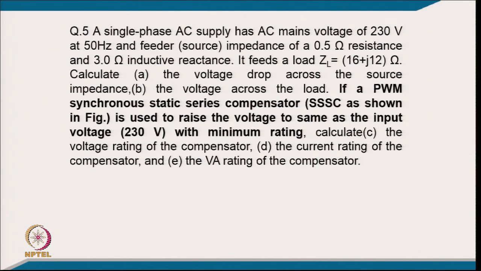Coming to the fifth example, a single phase AC supply has an AC mains voltage of 230 volt at 50 hertz and a feeder impedance of 0.45 ohm resistance and 3 ohm inductive reactance. It feeds a load of 16 plus j12 ohm. Calculate the voltage drop across the source impedance and the voltage across the load, and if a PWM synchronous static compensator is used to raise the voltage to the same as the source voltage of 230 volt with the minimum rating, calculate the voltage rating, current rating, and VA rating of the compensator.